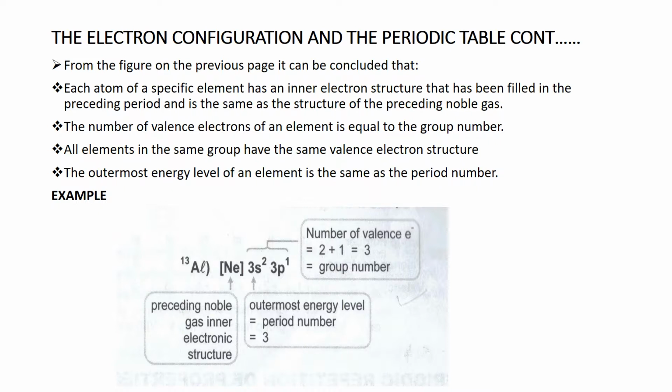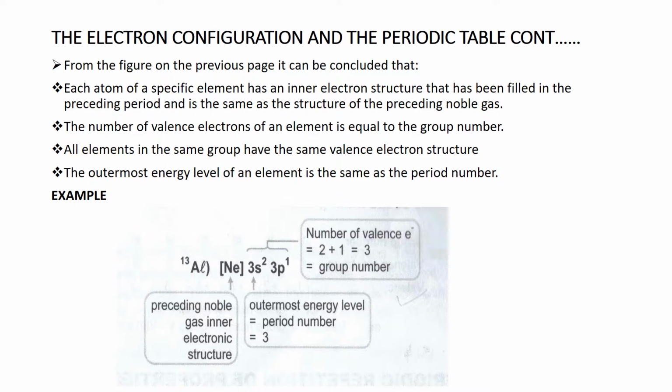From the figure on the previous page, we can conclude that each atom of a specific element has an inner electron structure that has been filled in the preceding period, and that inner electron structure is the same as the structure of the preceding noble gas. So remember when we did the shorthand electron configuration, we did say this. We did say that we replace the inner electron structure of an element with the structure of the preceding noble gas. The number of valence electrons of an element is equal to the group number.